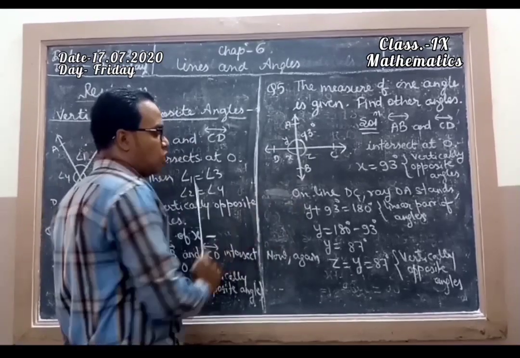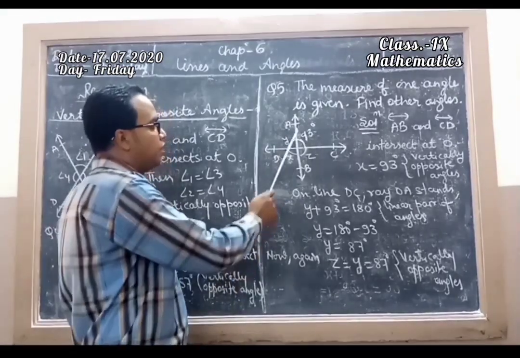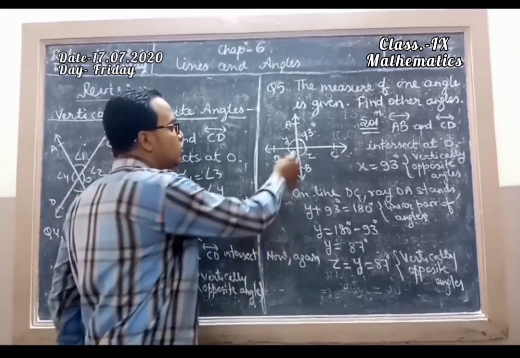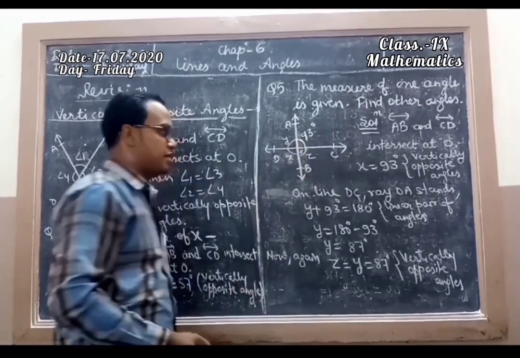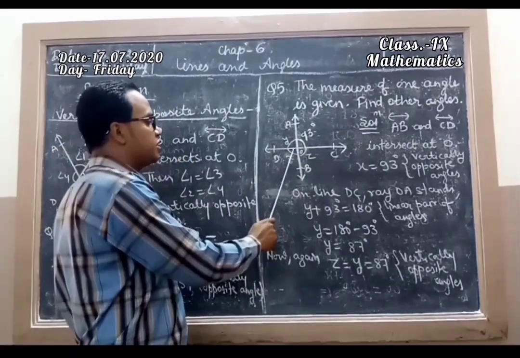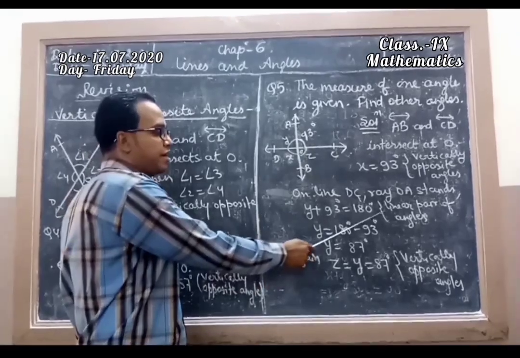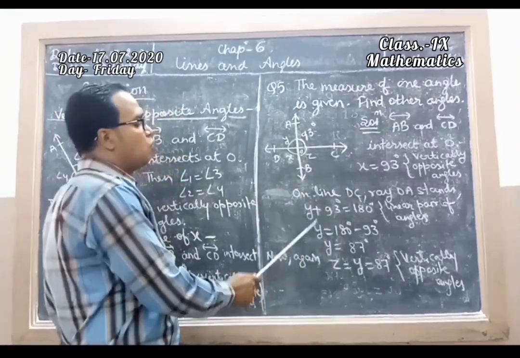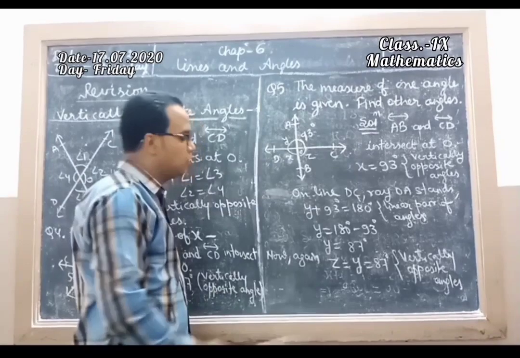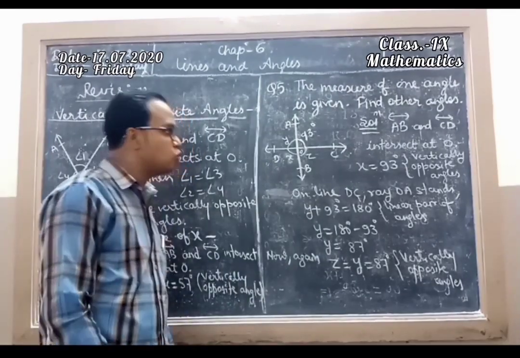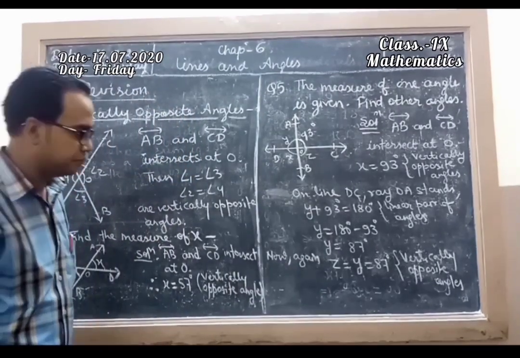On line DC, ray OA stands. So y plus 93 equals 180 degrees. Linear pair of angles. y equals 180 minus 93 degrees. So y equals 87 degrees.